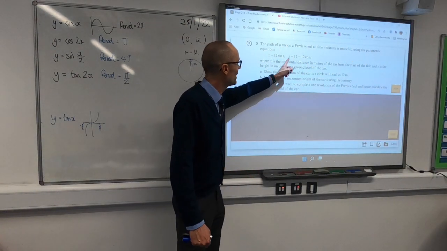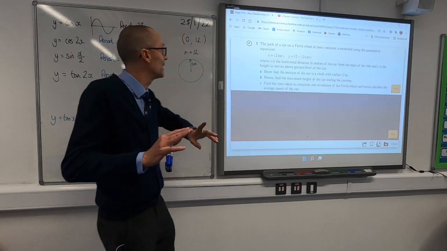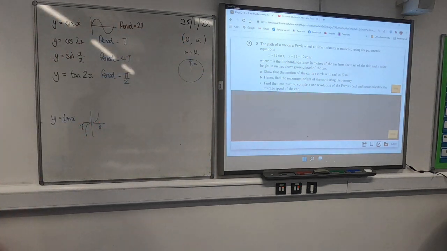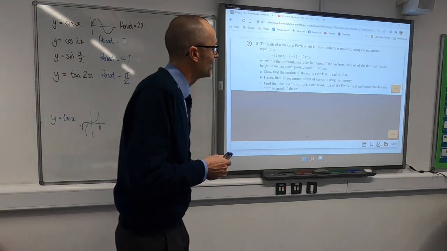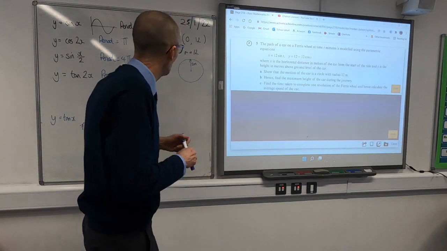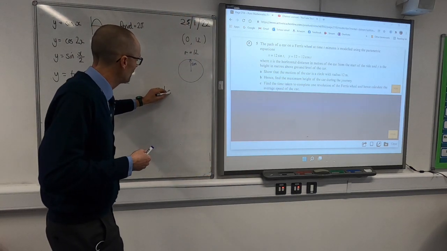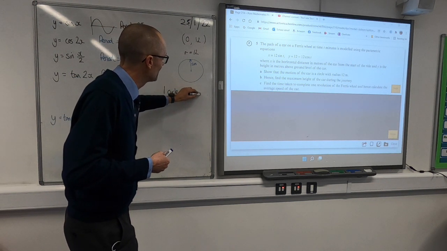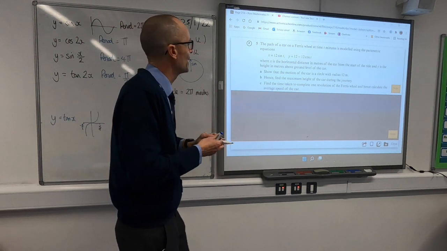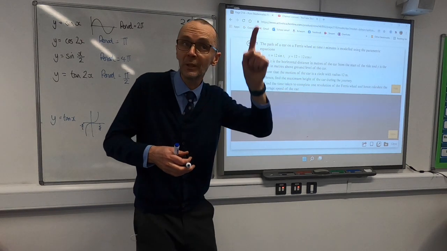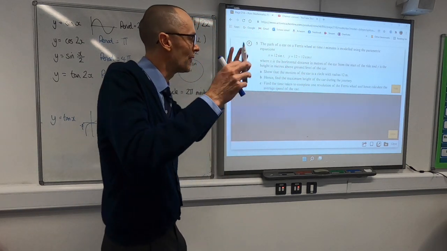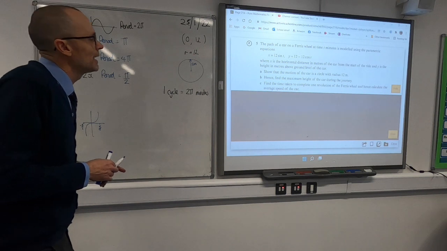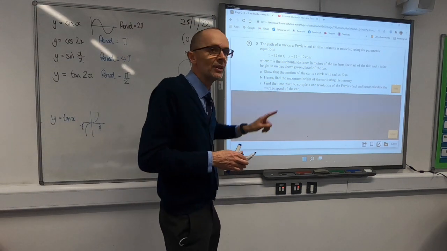So the period of these two functions are both going to be 2 pi. And in this case, that's the values of t, which is in minutes. So it's 2 pi minutes. So one complete cycle of my Ferris wheel is going to take 2 pi minutes. Because that's how long it takes for both of those functions to complete one full set of values. We want to know the speed of the car.